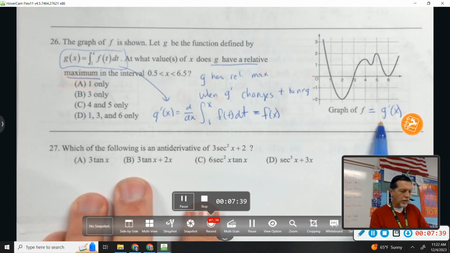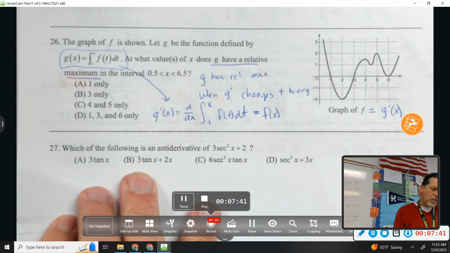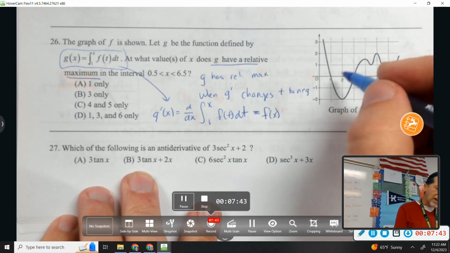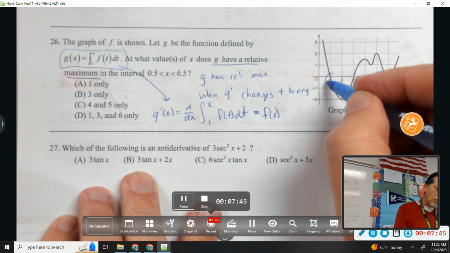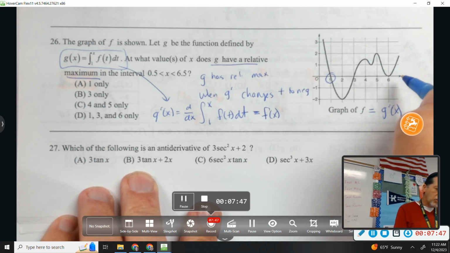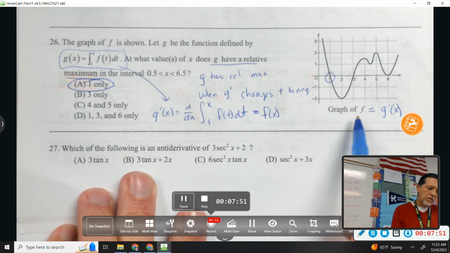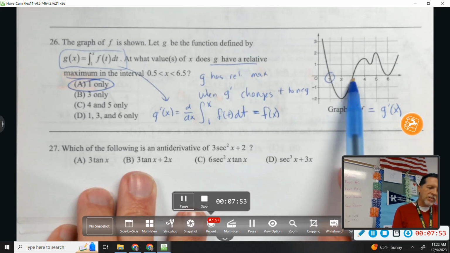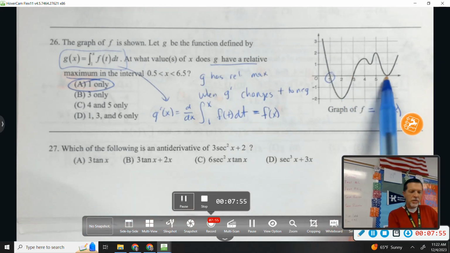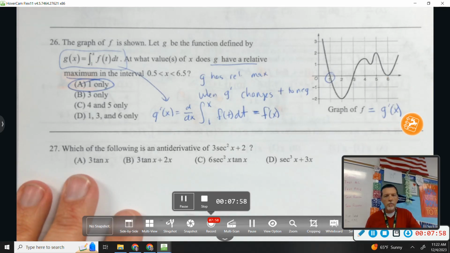Okay, now I know what I'm looking for. G prime changes positive to negative at 1 and nowhere else. Right, at 3 it changes negative to positive. At 6 it gets to 0 but doesn't change. So yeah, only at 1.